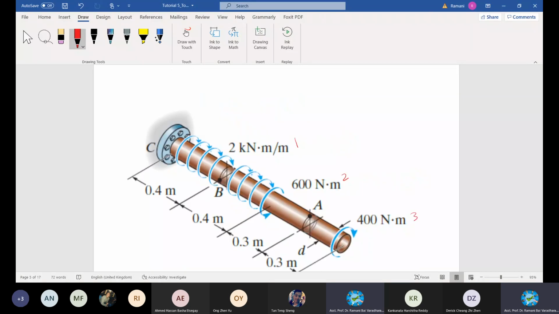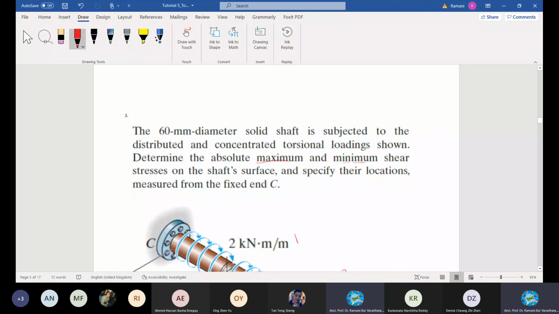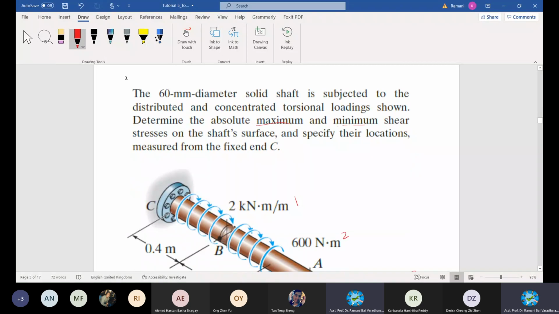You're asked to find the maximum and minimum stresses on the shaft surface and specify their locations. Come on, let's write the given data.